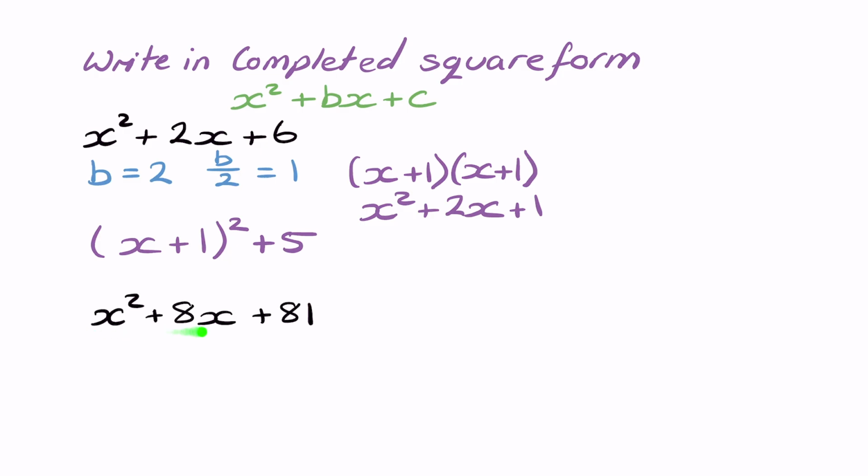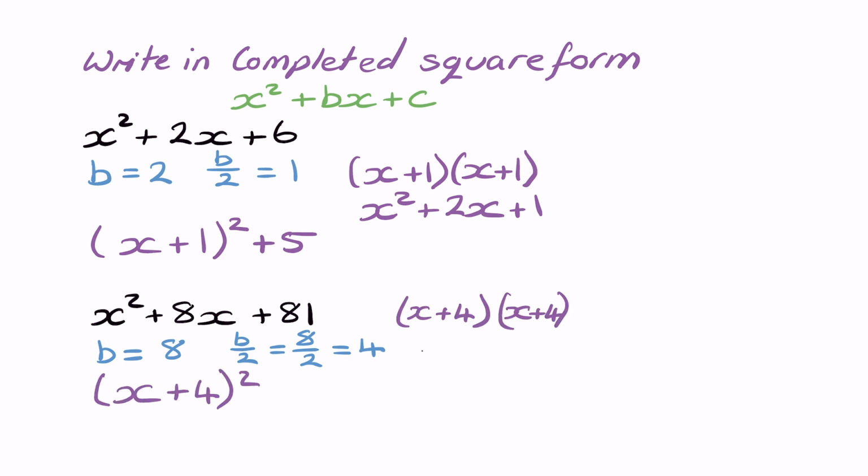Let's do another. x² plus 8x plus 81. b equals 8. So b divided by 2 equals 8 divided by 2, which equals 4. And that means x plus 4 squared, and that will give us x² plus 8x plus 16. We wanted +81. We have +16, so we need to add on 65.